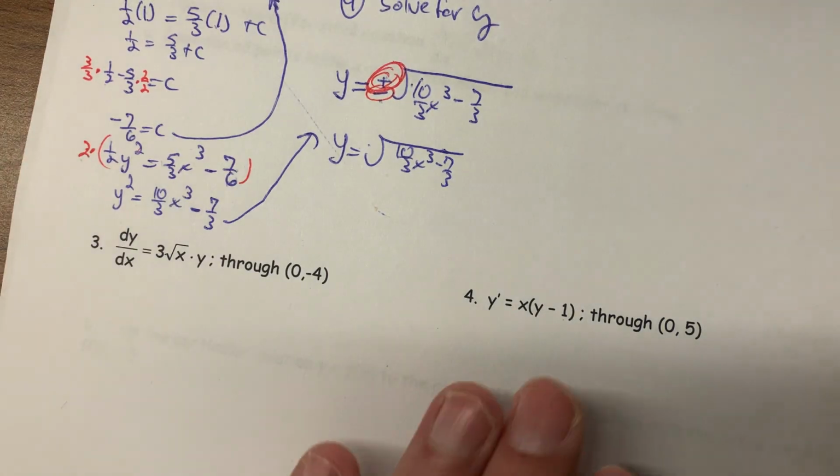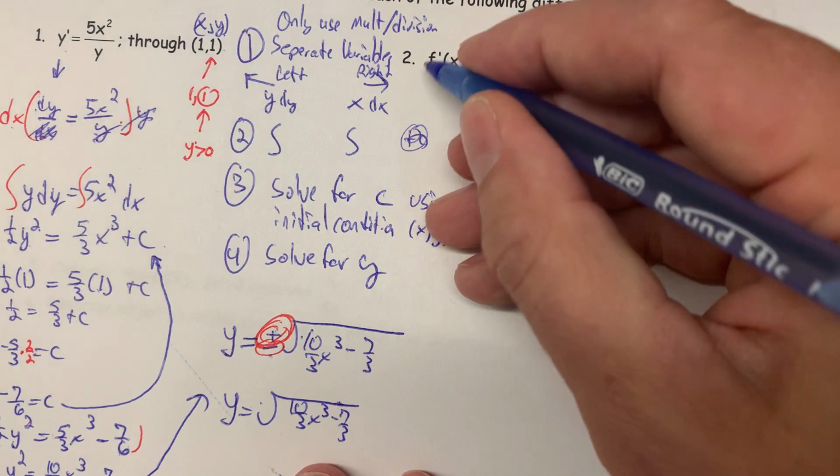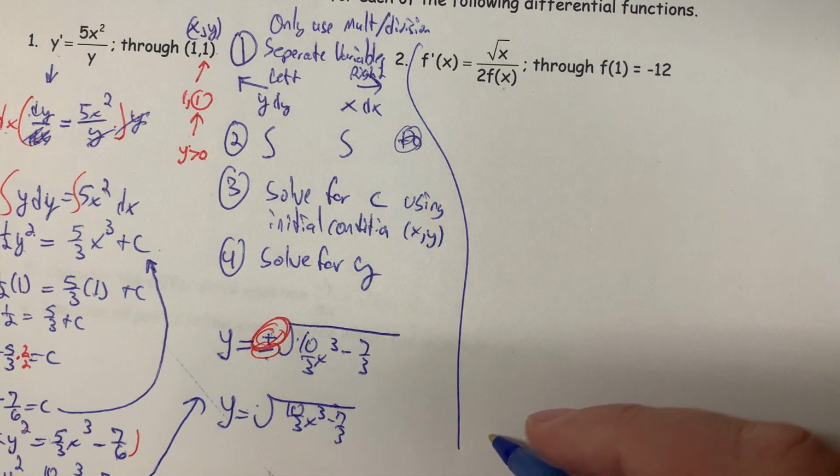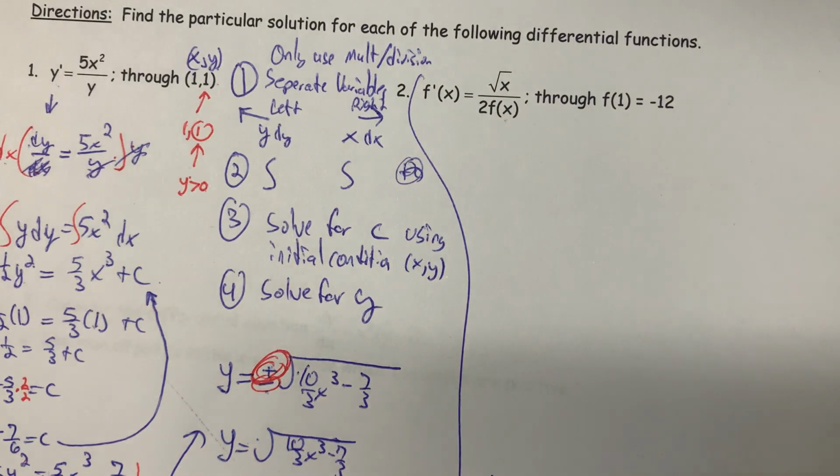All right, try one on your own. Let's see how we do. Try this on your own, solve for y, and at the end, instead of having y equals something, make sure you're writing f of x equals because it started with f prime of x.